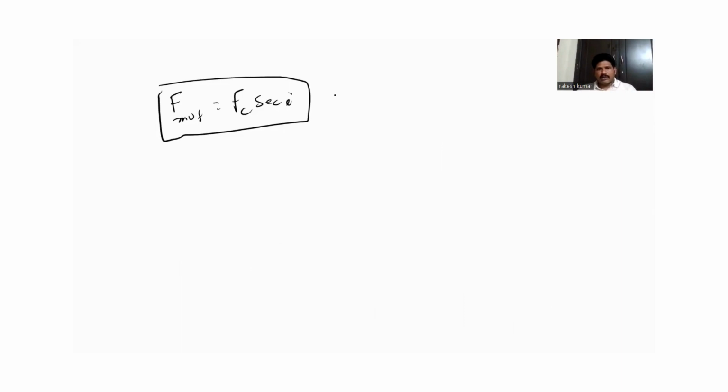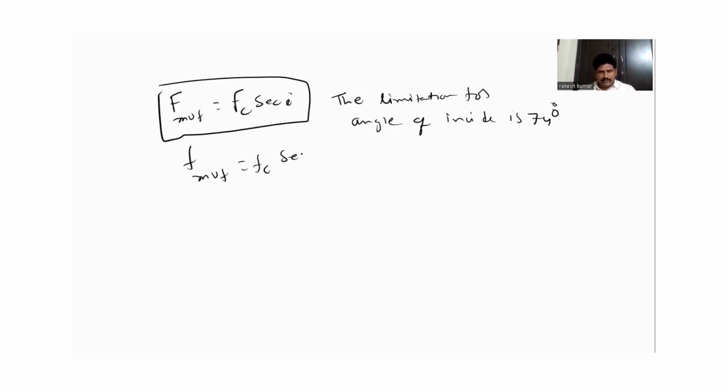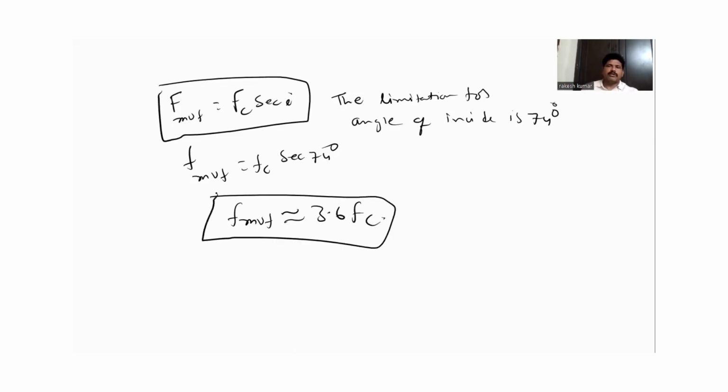So the limitation for the angle of incidence, the maximum angle of incidence is 74 degrees. Therefore, f0 is equal to fc into secant 74 degrees. So f0 is approximately equal to 3.6 fc. Okay, so this is one expression for maximum usable frequency.